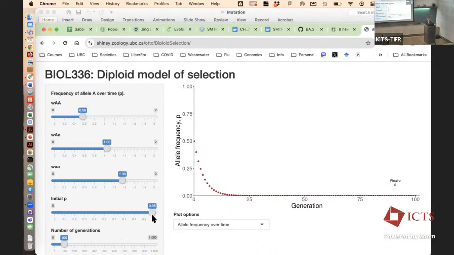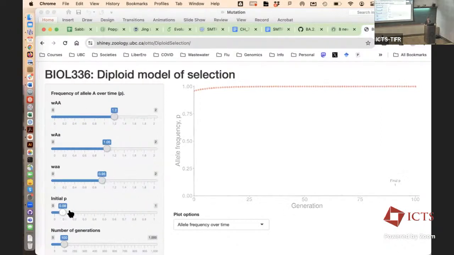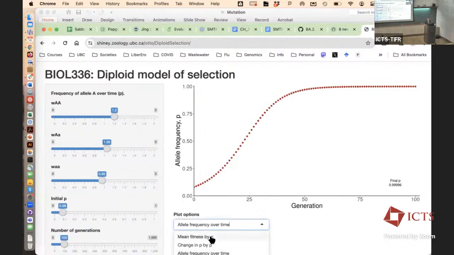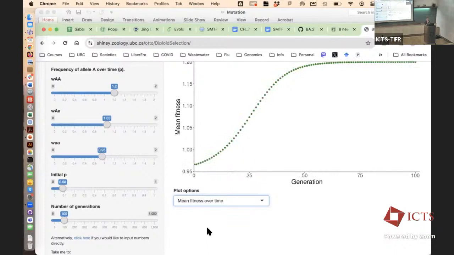If I start near 0 or 1, these dynamics always look S-shaped. This is called a logistic function. It's either S-shaped going down or S-shaped going up if selection is directional. Let's start this now down. And then we look at the mean fitness over time in this diploid model.